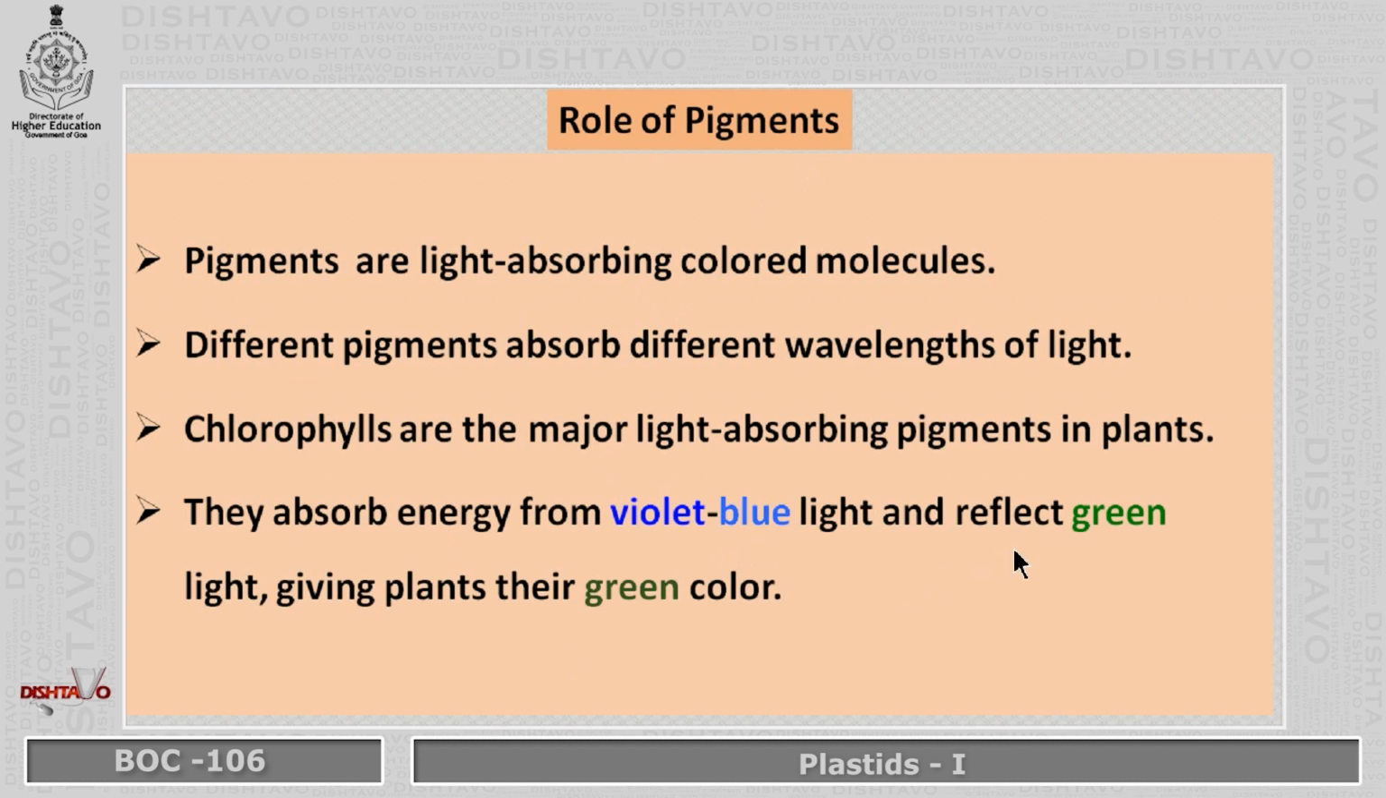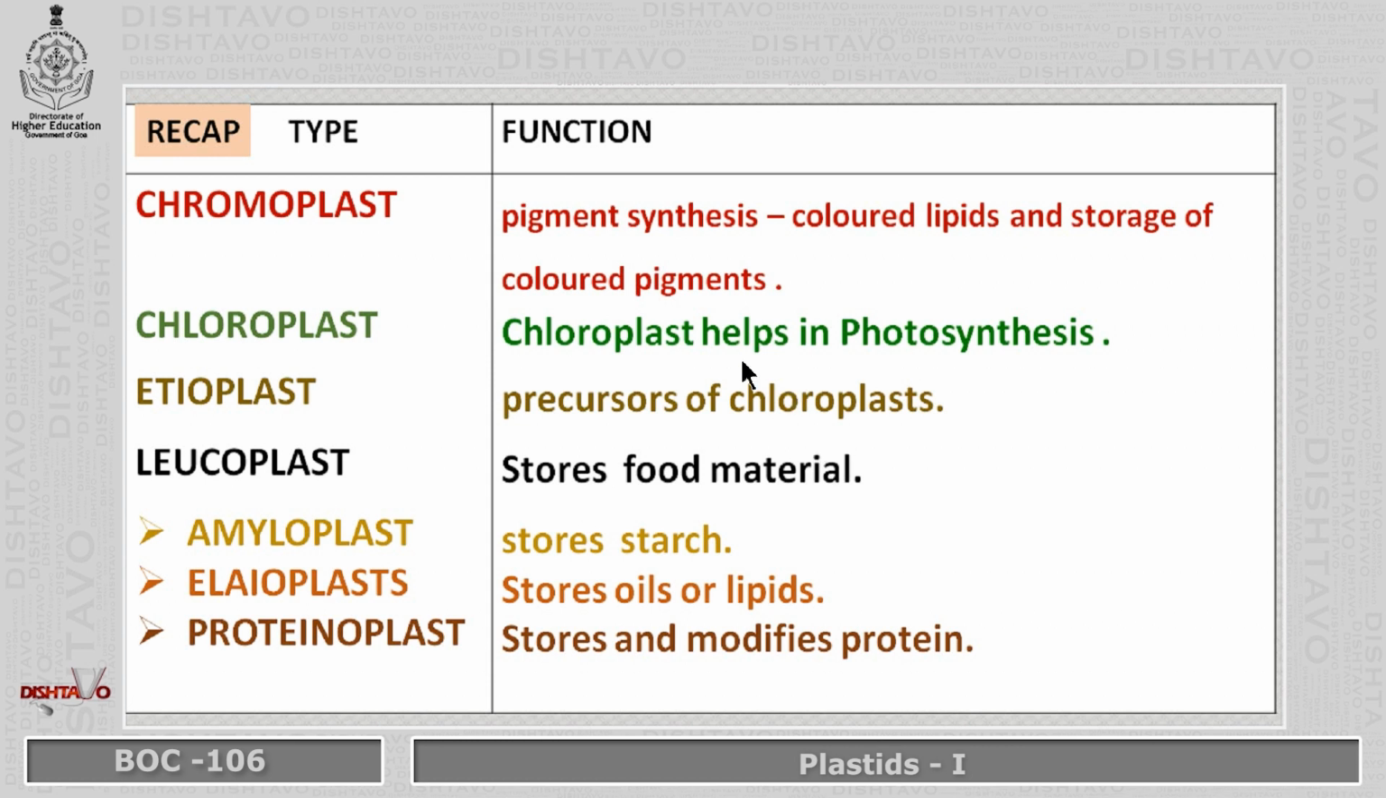Now, what is the role of these pigments in the plastids? They help in absorbing light, and they help in photosynthesis. They absorb violet light, they absorb red light, but they reflect the green light, giving plants their green color. So they are actually light-absorbing pigments found in the plastids.